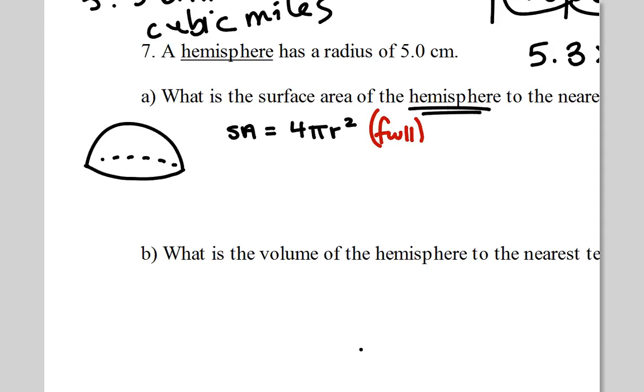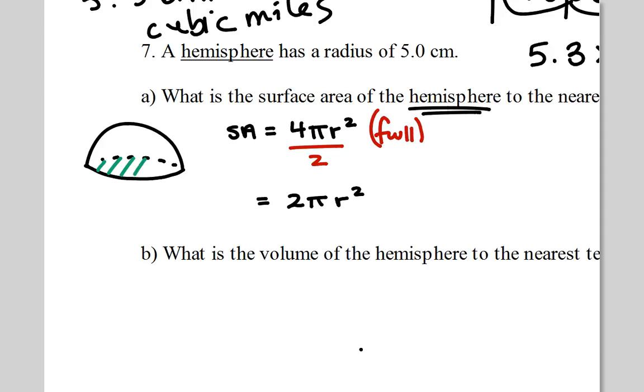What do we do to the full sphere to get a hemisphere? Chop in half, so divide by 2. And then what do you get? What's 4 divided by 2? 2 pi r squared. But the formula, like my friend over there said, was 3. So where does the extra pi r squared come from?